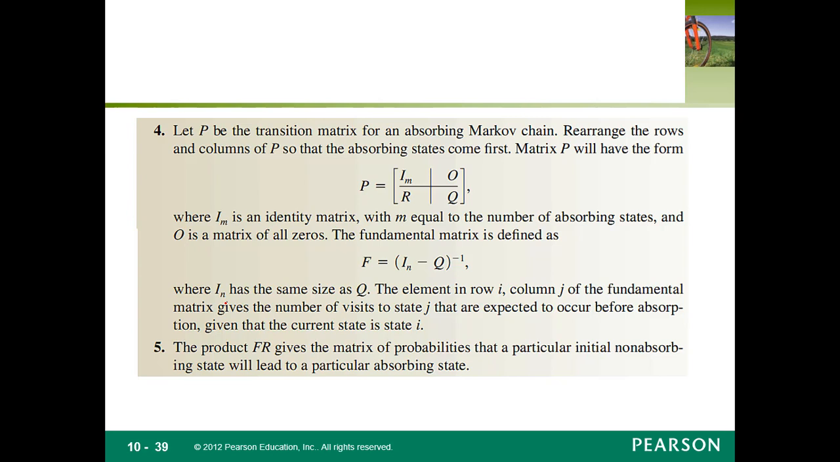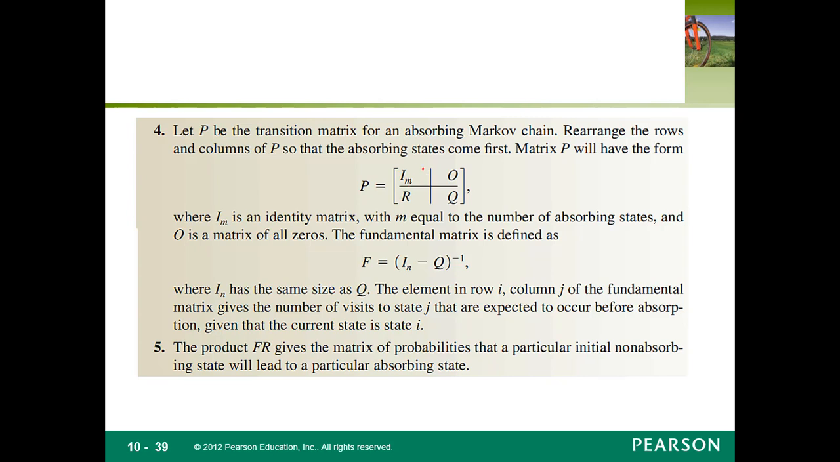So now let P be the transition matrix for an absorbing Markov chain. Rearrange the rows and columns of P so that the absorbing states come first. Matrix P will then have this form where we have different quadrants.